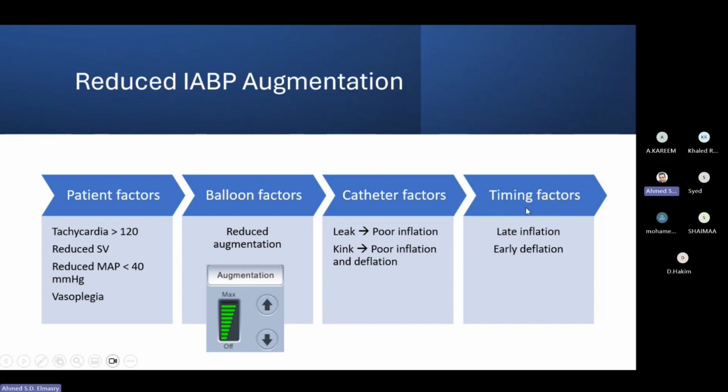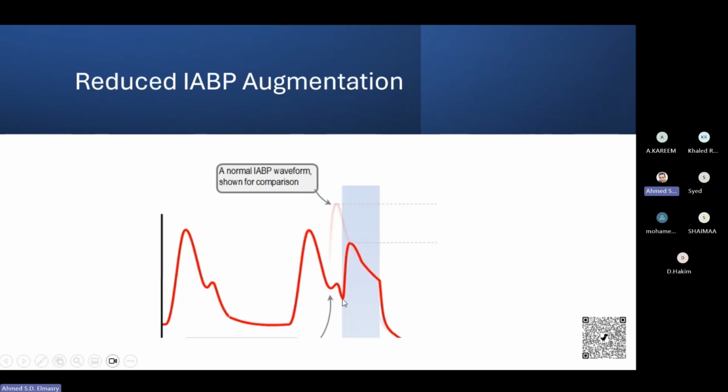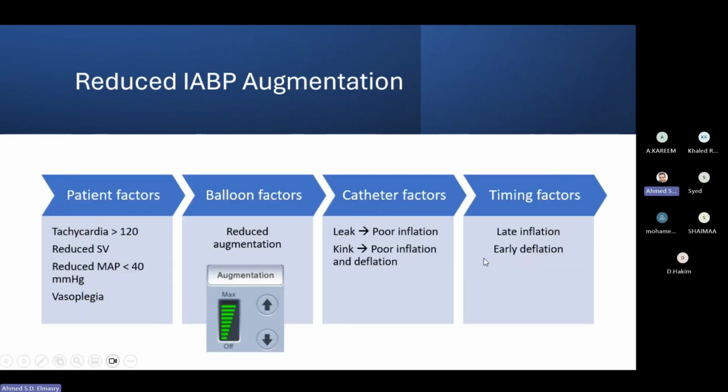The last factor is the timing factors. If you have late inflation, like this patient is having late inflation, the diastolic augmentation will be suboptimal, and it will be less than the unassisted peak systolic pressure. And also, if you have early deflation, the augmentation timing will be less, and you will get reduced intra-aortic balloon augmentation.